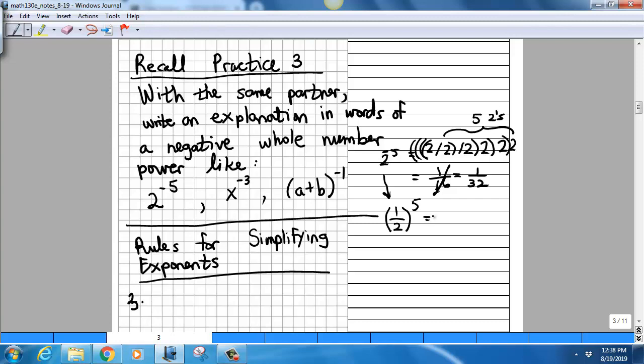And then you just have a number raised to a positive whole number power, which we already learned how to do, right? So that would be 1/2 times 1/2 times 1/2 times 1/2 times 1/2. Oops, I'm going to run out of room here. Times another 1/2 here. And that works out to be 1/32, same thing, right? Which, by the way, is 1/2 to the 5th power, because 2 to the 5th power is 32.